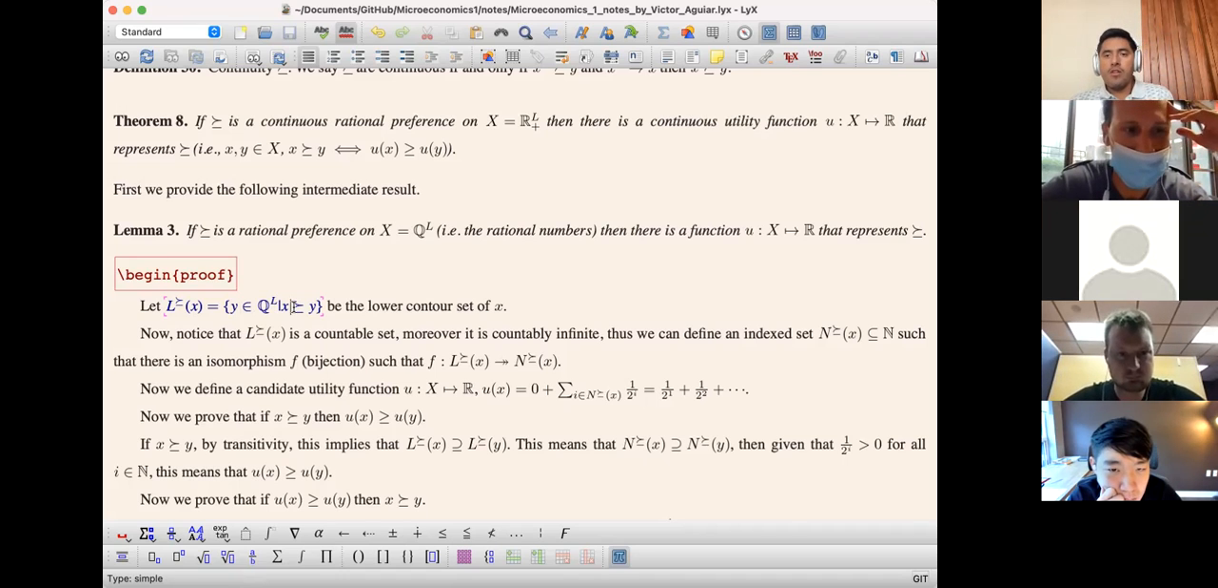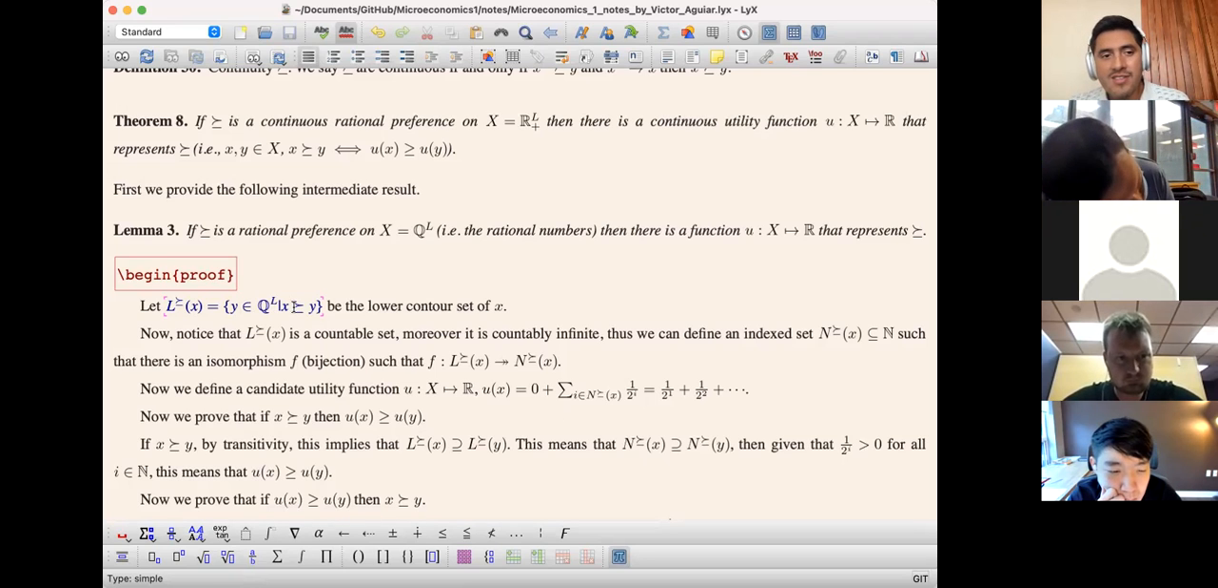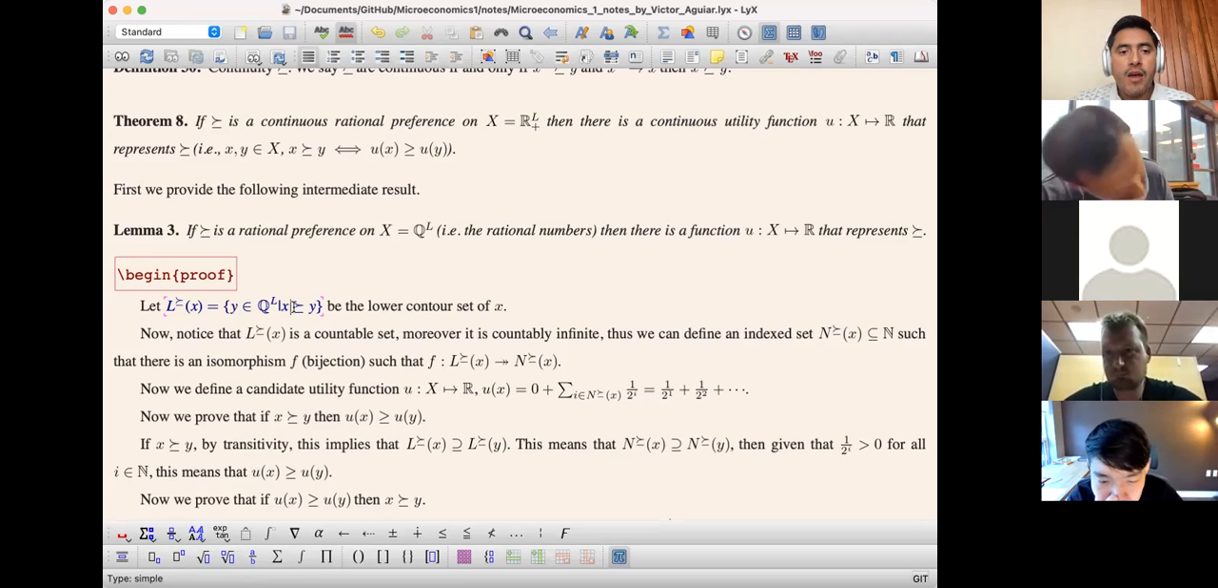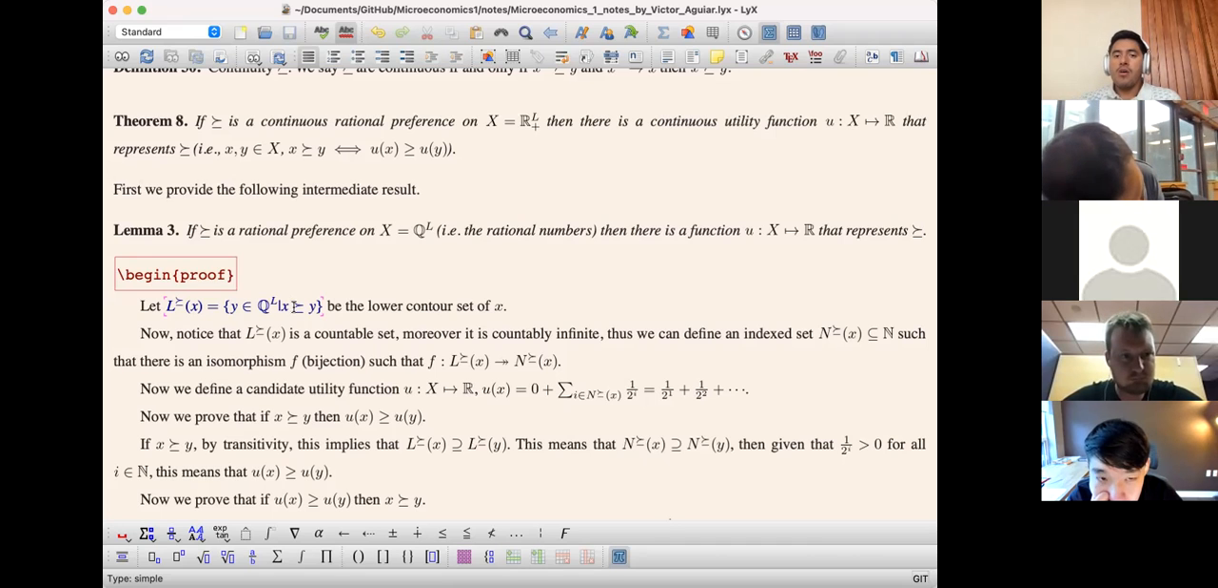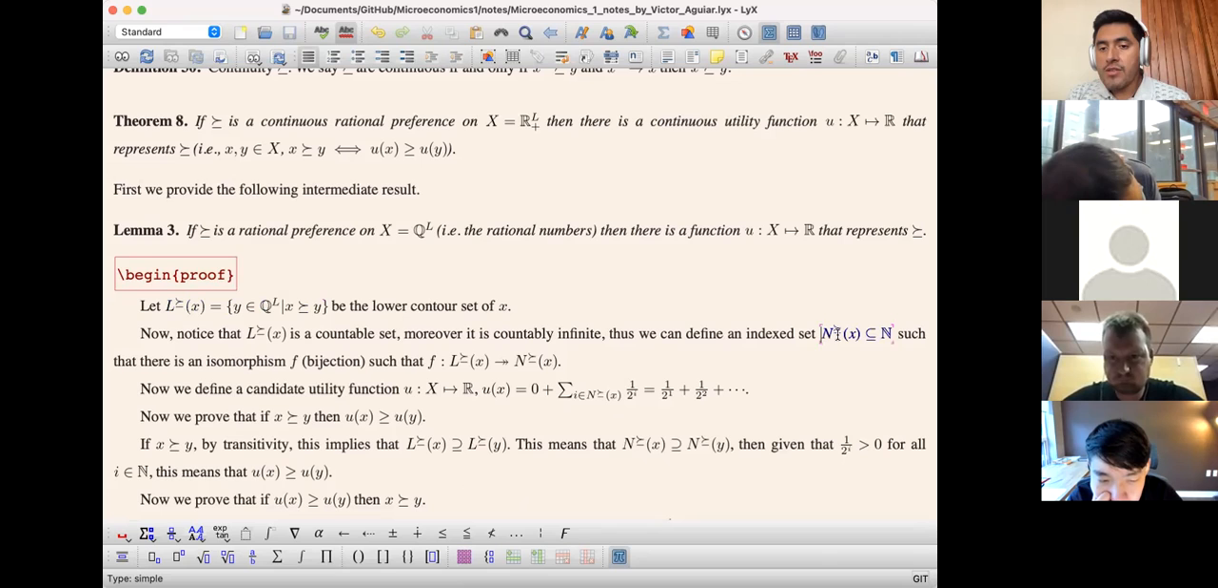Okay, thanks. Notice that the lower contour set, because it's a subset of the rationals, is also a countable set. Any subset of a countable set is countable. Moreover, it is countably infinite. So in fact, we can index it. Essentially, we take any element in the lower contour set and assign to it an index. The collection of all such indexes is going to be called the index set, and this is going to be a subset of the naturals.